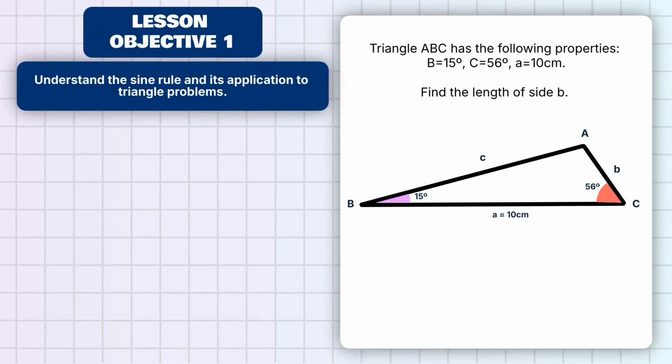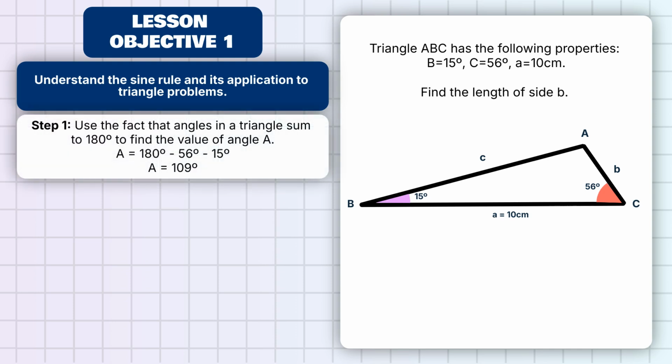Let's work through a case of applying this technique. We're given a triangle ABC with B equals 15 degrees, C equals 56 degrees, and a equals 10 centimeters. We need to find side b. Since we know two of the angles in the triangle, we can use the fact that angles in a triangle sum to 180 degrees to find the value of angle A. Subtract 56 and 15 degrees from 180 degrees to find that angle A equals 109 degrees.